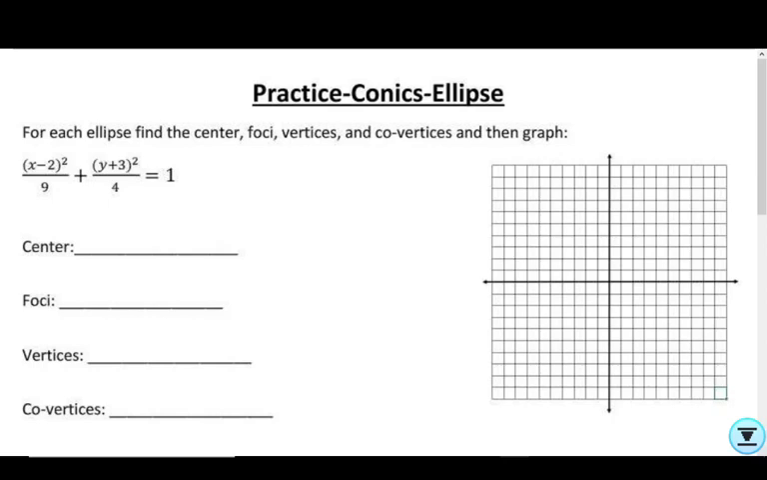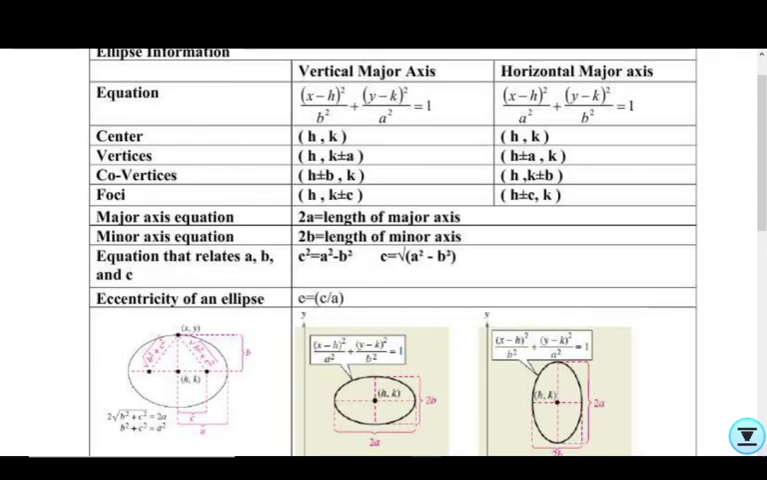So we started the ellipse. The first thing you need to figure out is that this formula sheet is going to save your life. Remember, A is always the bigger number. So in the equation, A is the bigger number. If the bigger number is under the Y, then it is vertically major. If the bigger number is under the X, it's horizontally major.